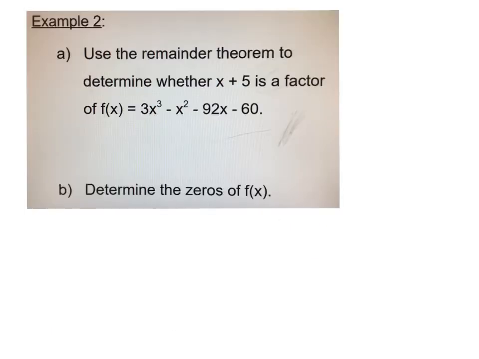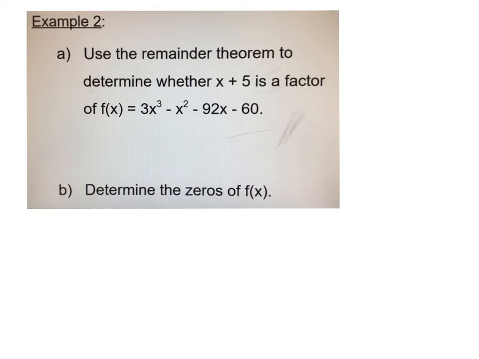Okay, the second example. What I'd like you to do, again, is to read it, try it on your own, hit play, and see how you did. Okay, so part A asks us to use the remainder theorem to determine whether x plus 5 is a factor of f of x. They don't actually want you to do long division. With long division, we know that if we wound up with no remainder, then this would be a factor. But they want us to use the remainder theorem.